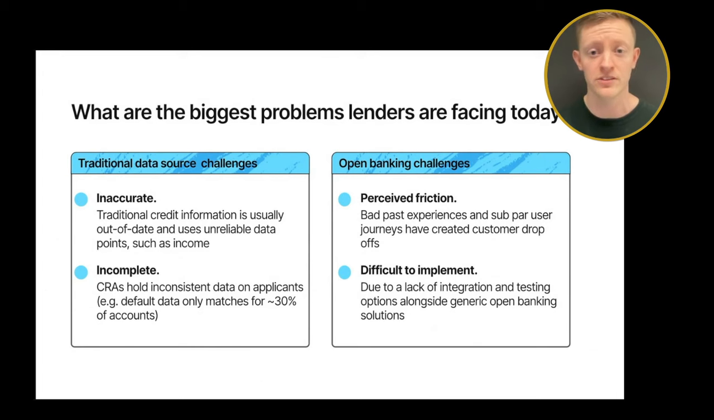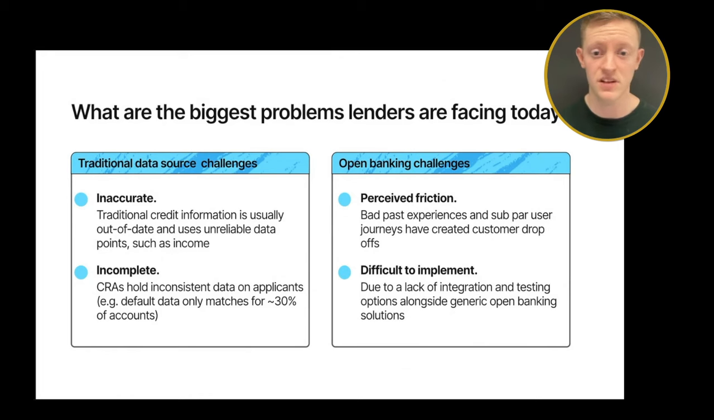We're going to start with some of the challenges facing lenders today. The first two relate to difficulties with the traditional credit reference agencies, which, despite their vast data, are out of date and unreliable for critical data points, such as income. This reduces opportunities for lenders and increases risk through things like their underwriting and affordability assessments. This is also under the spotlight with Consumer Duty here in the UK.